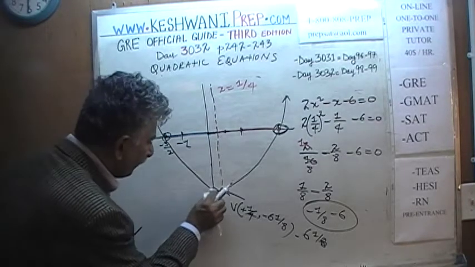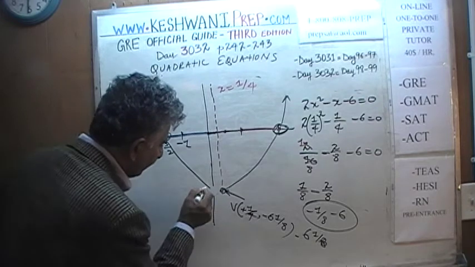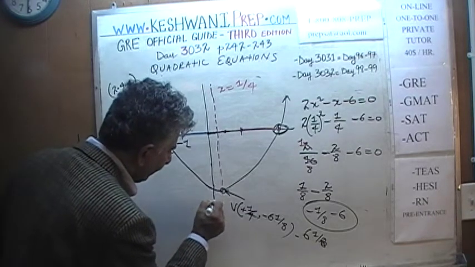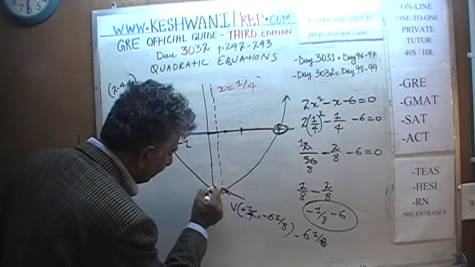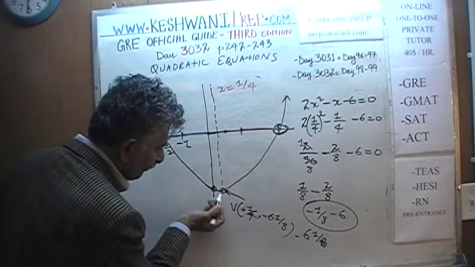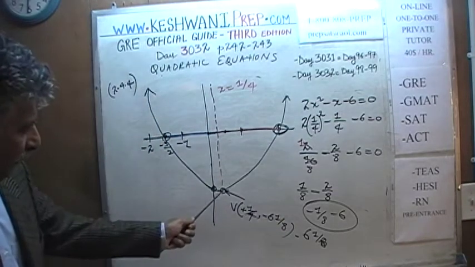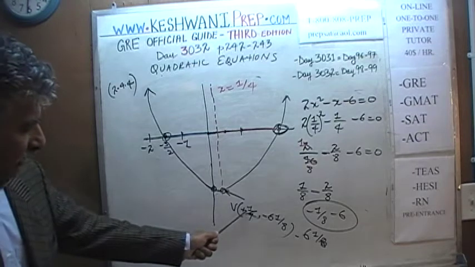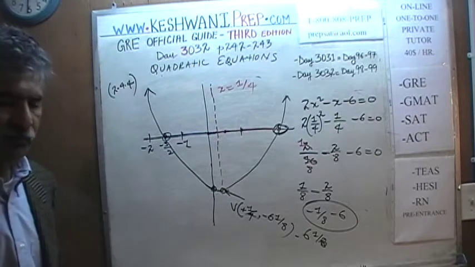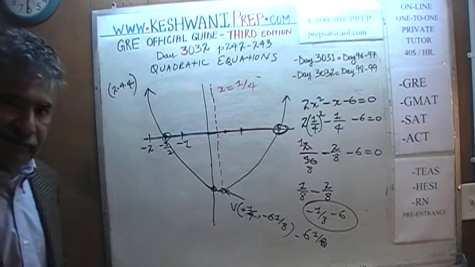We don't need this point. That's the x-intercept. Or rather, this is the y-intercept, which is going to be a little bit higher than the vertex. That's your vertex. The coordinates of the vertex are 1 quarter and negative 6 and 1 eighth.